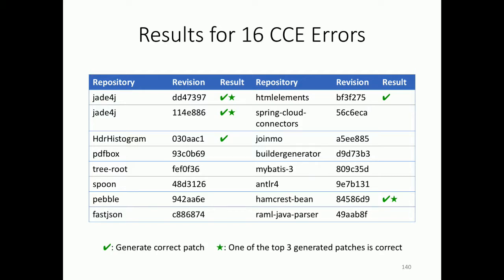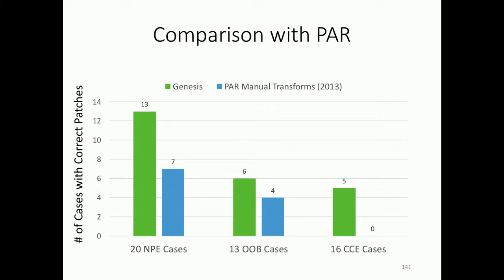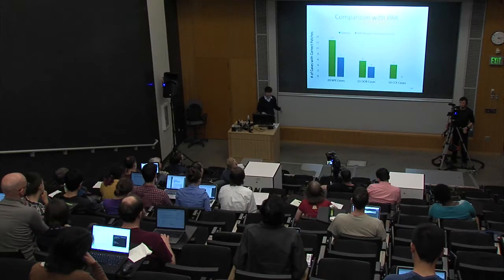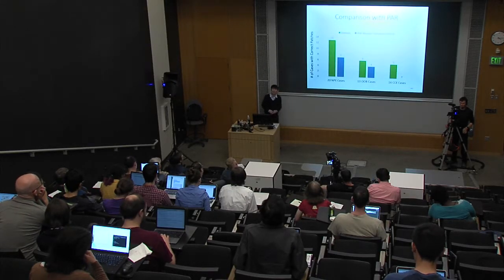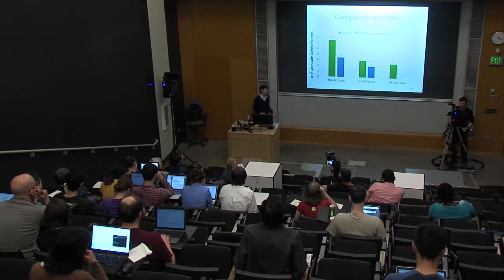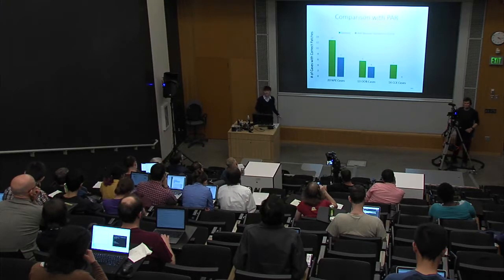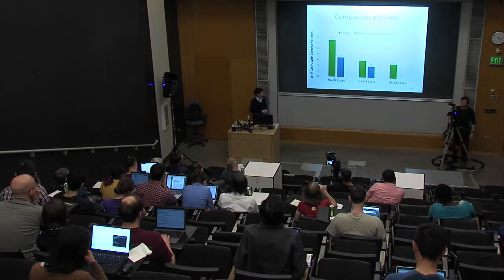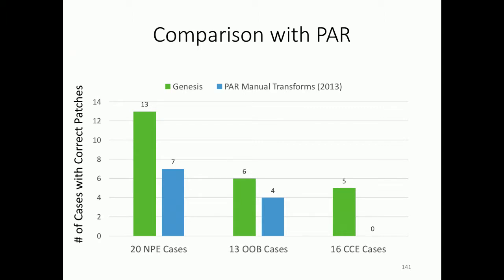We can compare our results with the manual transforms in PAR. So here are the results we get. Note that in our experiments, to ensure fairness of comparison, with our best effort, we re-implemented the PAR manual transforms within our framework. So everything else in the patch generation process is the same, except the search spaces they use. So as you can see, Genesis can consistently generate more correct patches for three kinds of errors. And the reason is that we operate on a more diverse set of transforms.